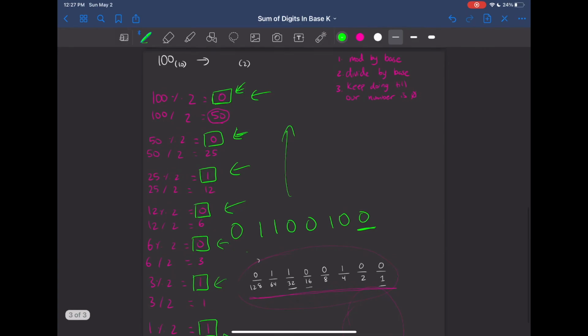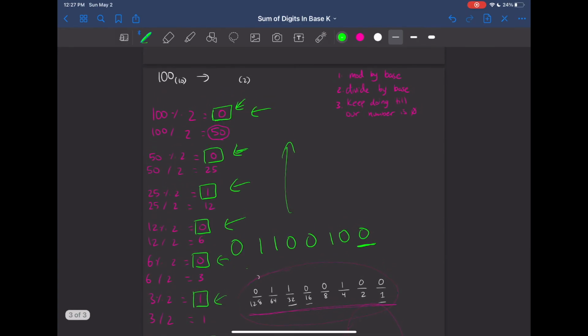So yeah, this is how we're going to do this problem. We're just going to keep dividing and modding our number until we get 0, and we're going to have a running sum that we're going to constantly add to, and we're just going to return that running sum. So yeah, let's move over to the code.